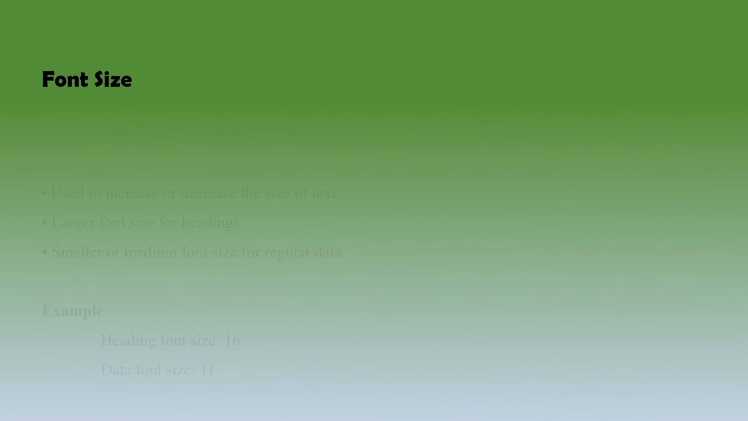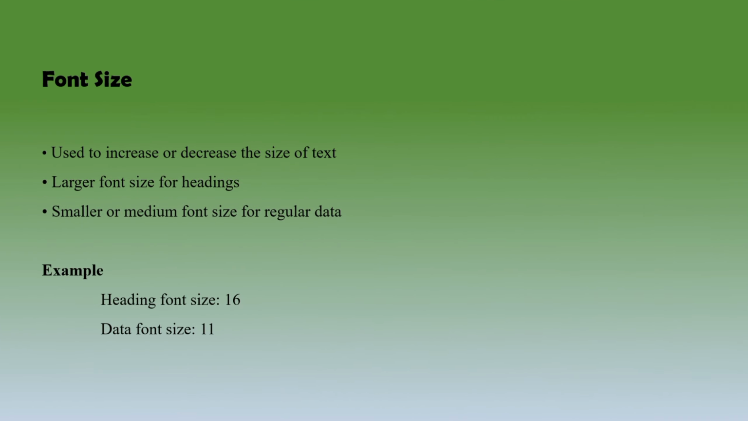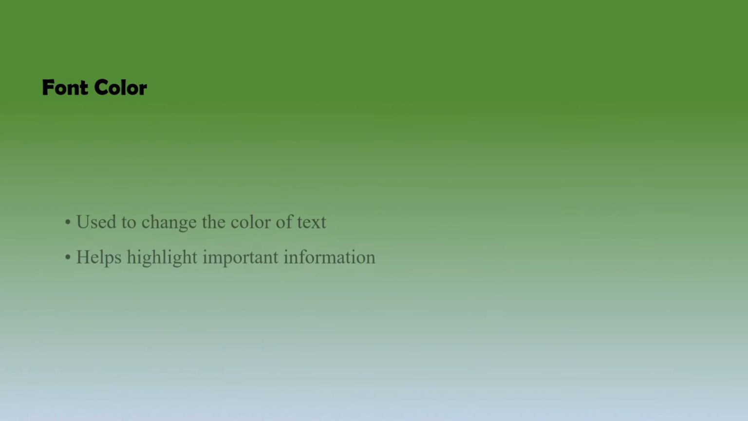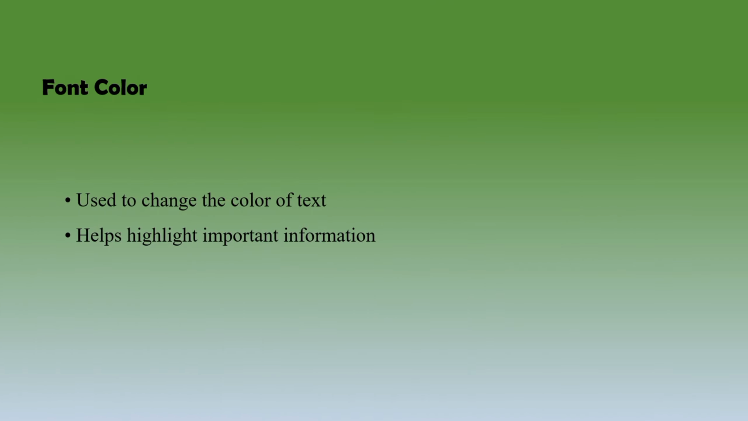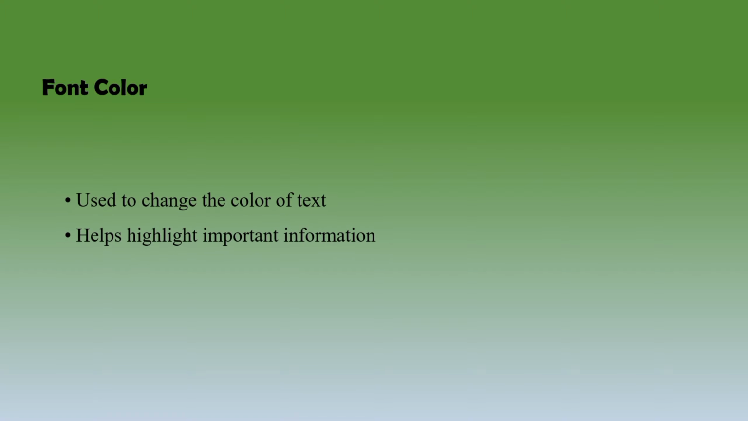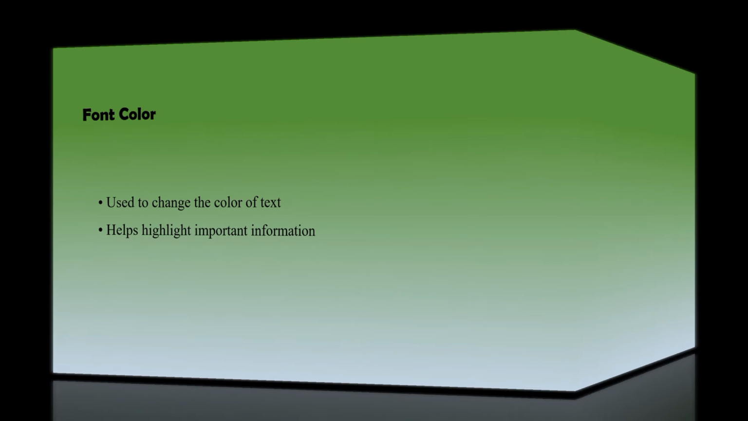Font size is used to make text bigger or smaller. Headings usually have a larger font size, while regular data is shown in a smaller or medium size. Font color is used to highlight important data. For example, profit values are often shown in green and loss values are shown in red.